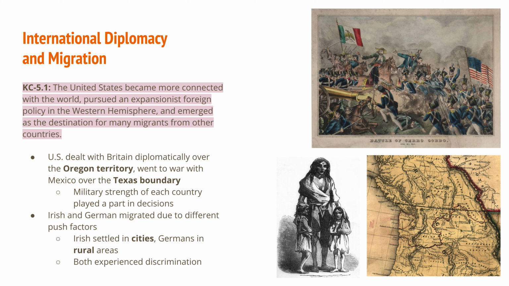At the same time, Irish and German immigrants are coming to the United States through different push factors in Europe. And there is a difference in how the two immigrant groups settle. The Irish are settling in the cities, meanwhile the Germans are settling in rural areas. Both experienced discrimination and the nativist movement.